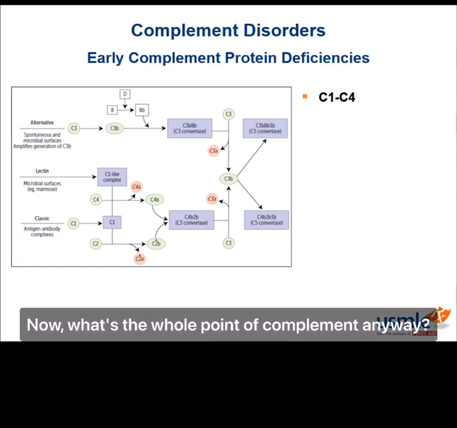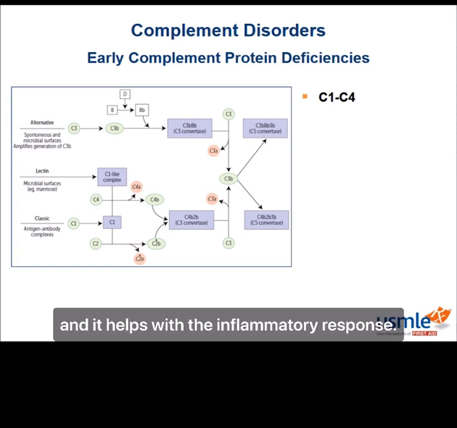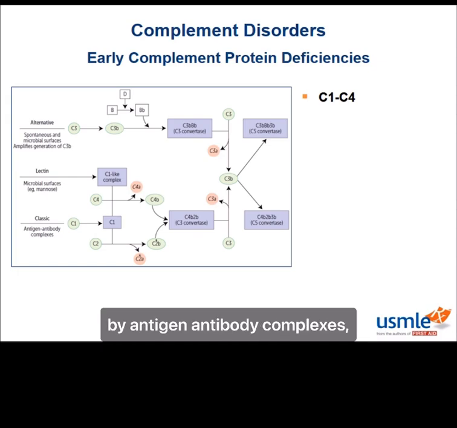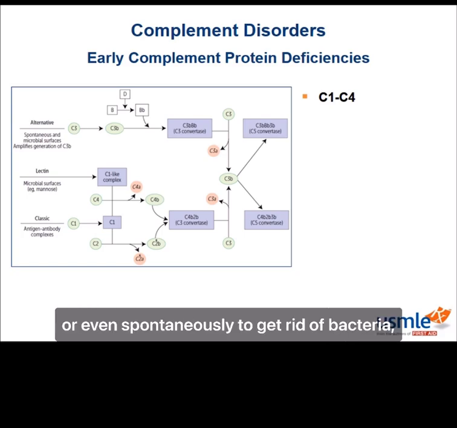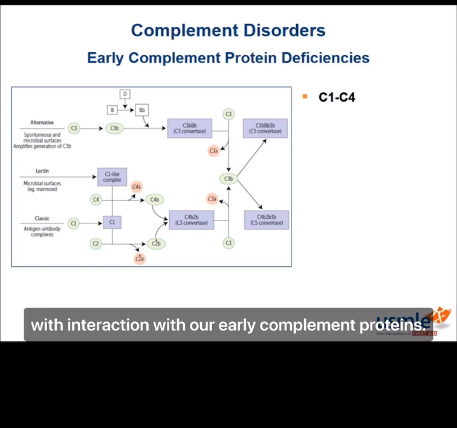Now, what's the whole point of complement anyway? It's part of our innate immune system, and it helps with the inflammatory response. It has 3 pathways that get activated by antigen-antibody complexes, like in the classic pathway, by microbial surfaces, like in the lectin pathway, or even spontaneously to get rid of bacteria, like in the alternative pathway. They get activated in the beginning to start off the cascade with interaction with our early complement proteins.